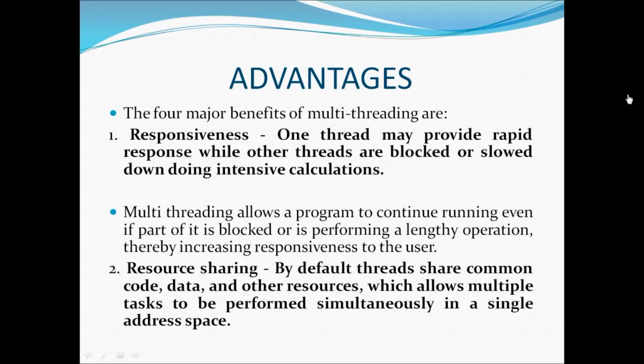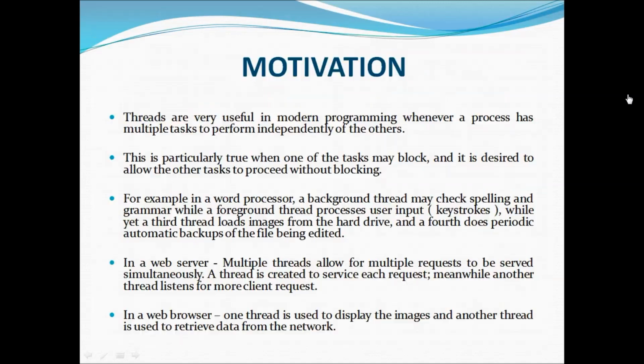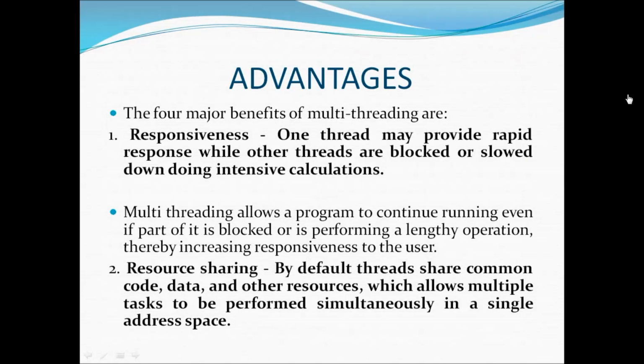The next advantage is resource sharing. You know that every thread shares common resources such as code, data, and other resources, right? When you are sharing the resources, it allows multiple threads to be performed simultaneously. In the MS Word example, you have seen that. Multiple threads execute simultaneously, thereby your task is completed very quickly, because all of these threads share the resources. The memory of MS Word, the CPU time of MS Word, all those resources are shared by these threads. Thereby, efficient resource sharing is possible here.